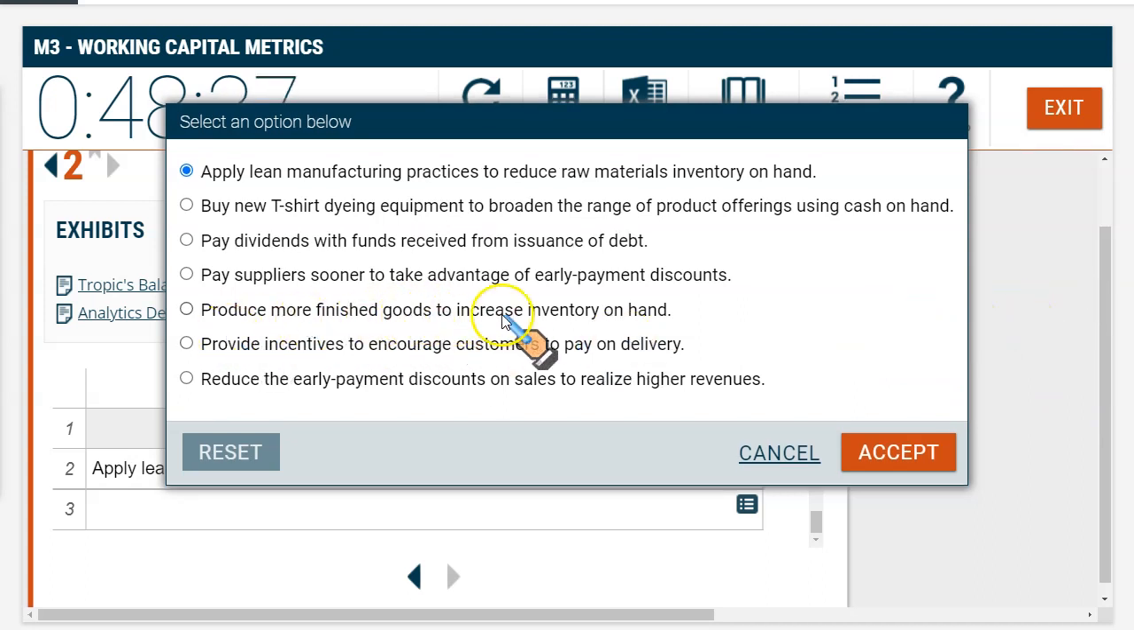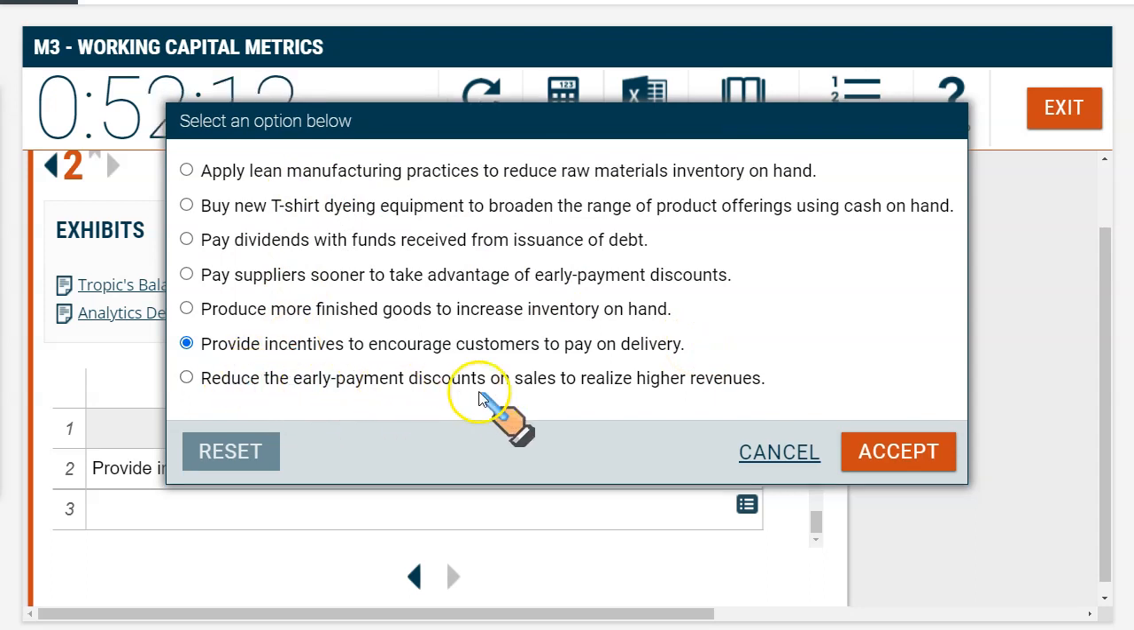Produce more finished goods to increase inventory on hand. Wrong. Having a larger finished goods inventory means your inventory turnover days will be higher and that will increase your cash conversion cycle, not lower. Provide incentive to encourage customers to pay on delivery. That will reduce your account receivable turnover days, average collection period. So this will shorten your cash conversion cycle. So it appears this one and this one, they two are good options to reduce your cash conversion cycle.